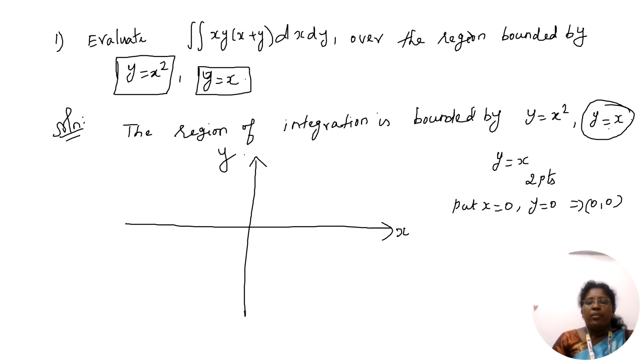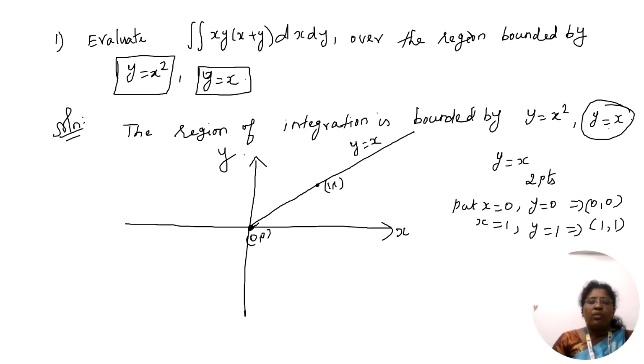Now we need one more point, so put x equal to 1. If x equal to 1, y is also 1. So here we are getting the point 1, 1. Now by joining these 2 points we will get a straight line. The point 0, 0 is the origin, and the point 1, 1 will be here. Joining these 2 points, this is the straight line y is equal to x.